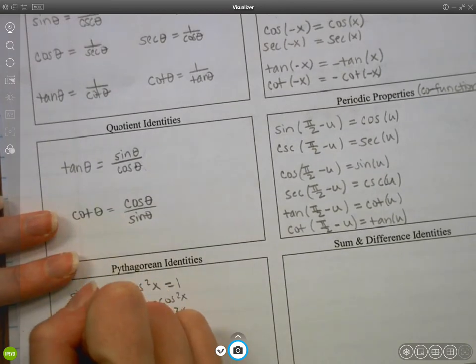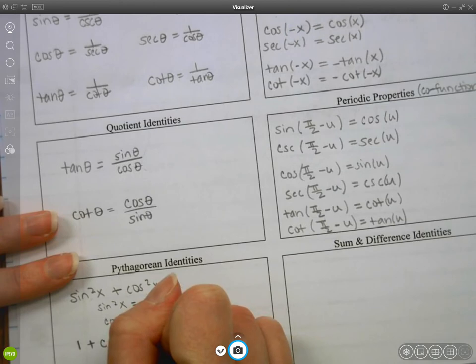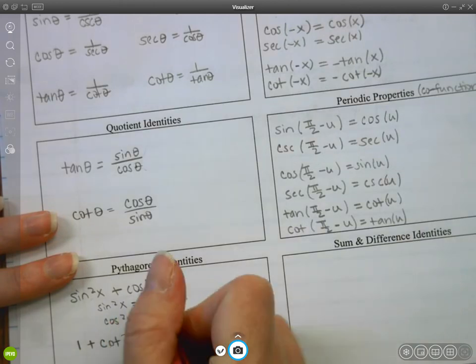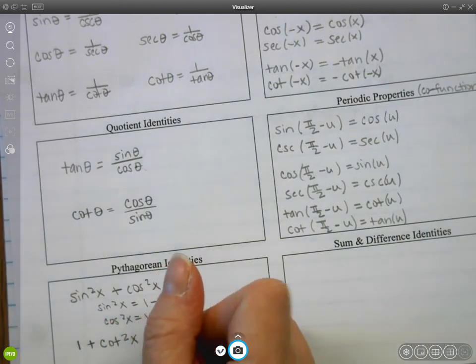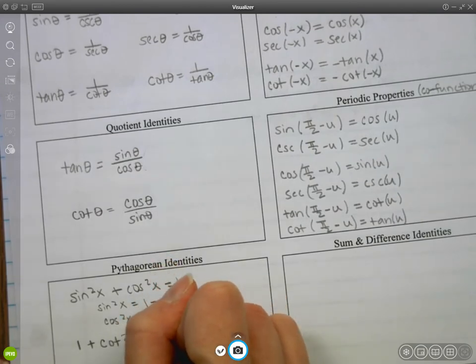All right, so 1 plus cotangent squared is equal to, what did I just say? Cosecant squared. Secant squared. No, the co's go together. Sorry, I got distracted, so I'm going to just walk down the hall.